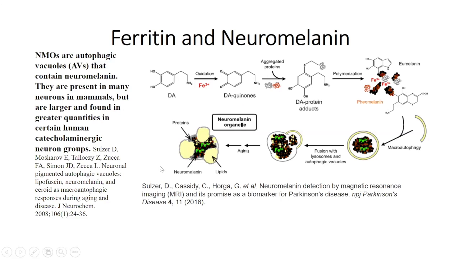NMOs are also present in many other types of neurons and can be formed in a process from incompletely degraded proteins and lipids from the breakdown of mitochondria. They don't require dopamine to form.